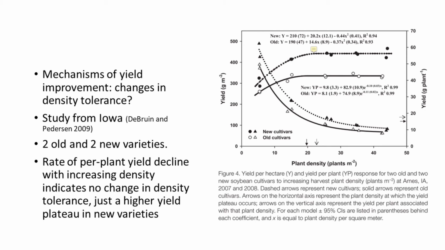And so this is an interesting graph. You might have never seen something like this before. Okay, so they took two old and two new soybean varieties, and so they have the new and old varieties. Okay, so we have on the x-axis plant density, plants per meter squared. That's easy enough to understand. On the left, we have yield expressed in terms of grams per meter squared, so per unit land area.